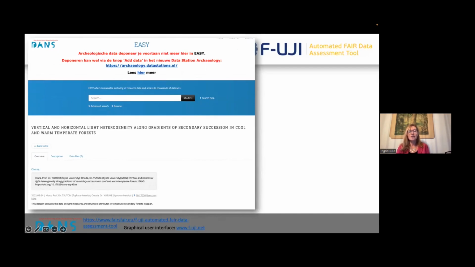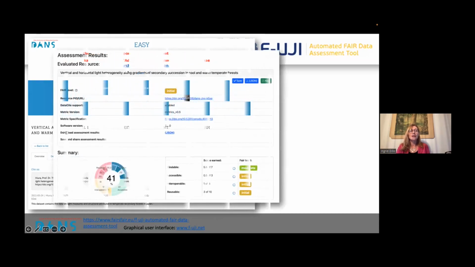ingest that identifier into the tool, into FUJI, as you can see here, FUJI runs a test, and this data set, FUJI tells us, has a 41% FAIRness. And that FAIRness is explained for the different principles, as you can see on the screen, the F, the A, the I, and the R. And for each of those principles, the tool gives you a FAIR level.